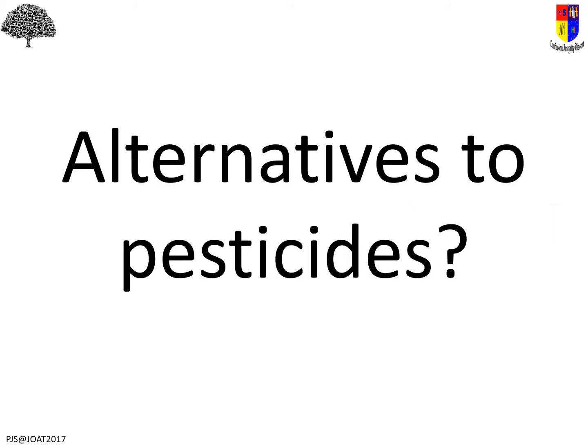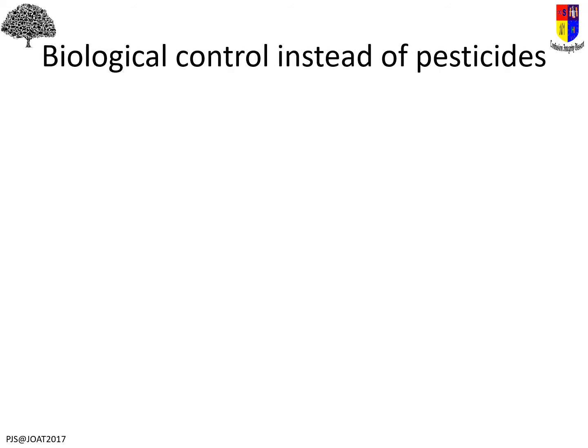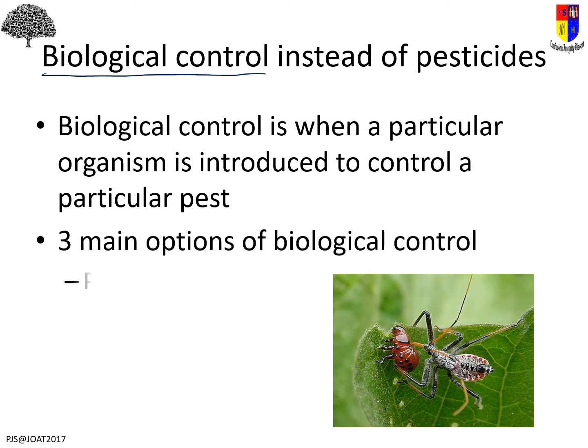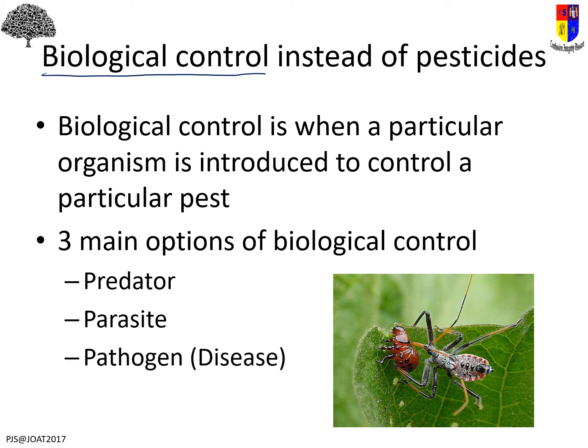So what are your alternatives? And this is what you need to know as well. So we could use biological control, and that is the term that you need to use, biological control. And what we mean by that is a particular organism is used, a living organism, to try and control that particular pest. So the type of organism we can try and bring in, we could bring in a predator, we could bring in a parasite, or we could bring in a pathogen. Okay, so a disease form.